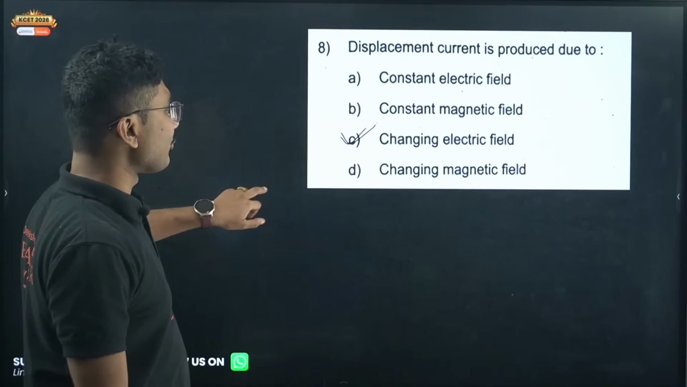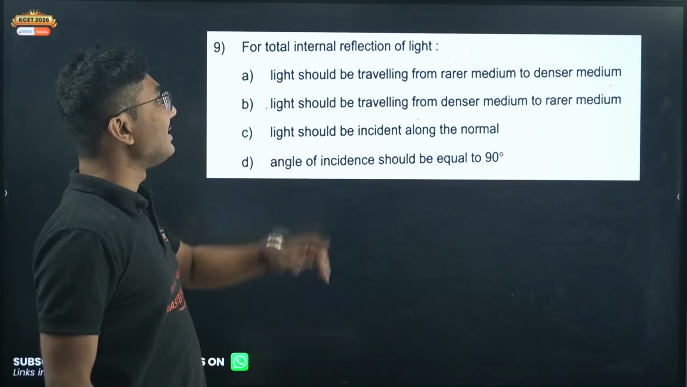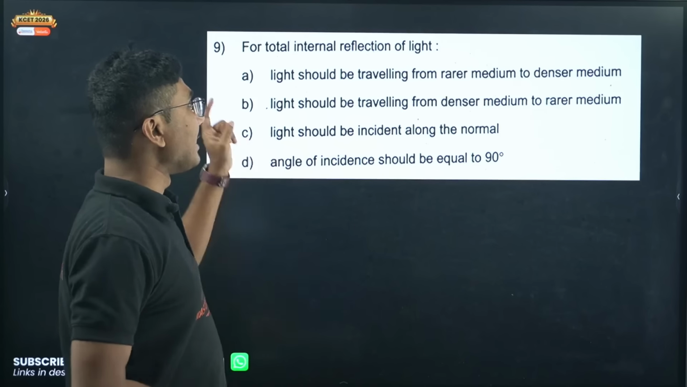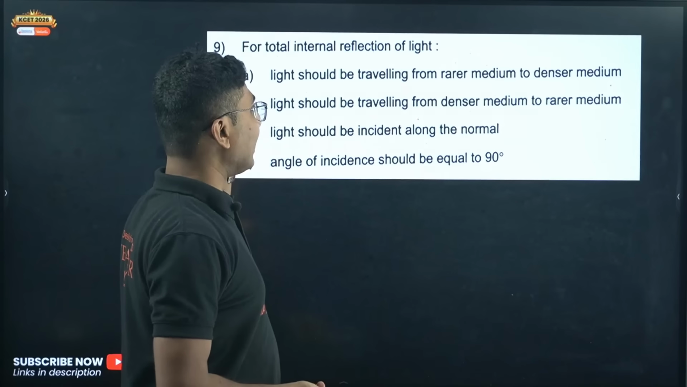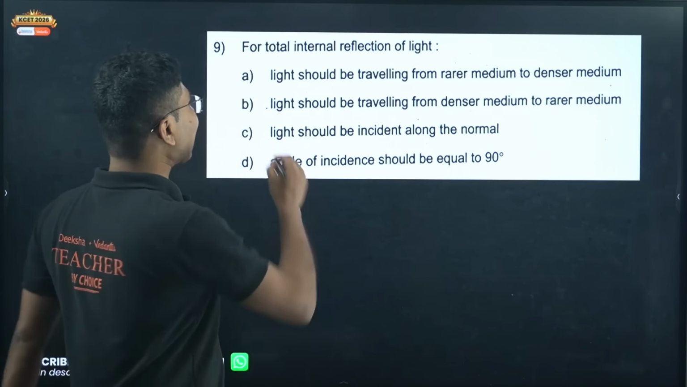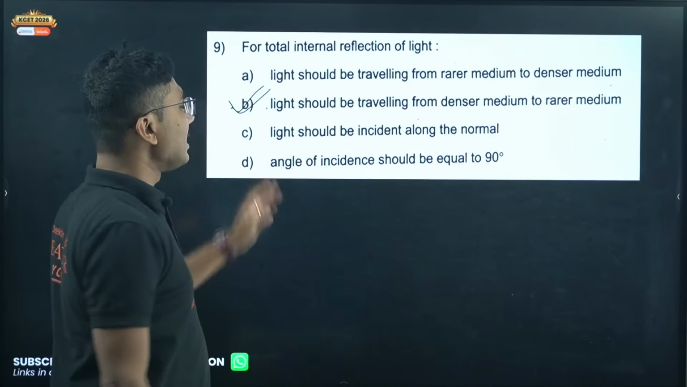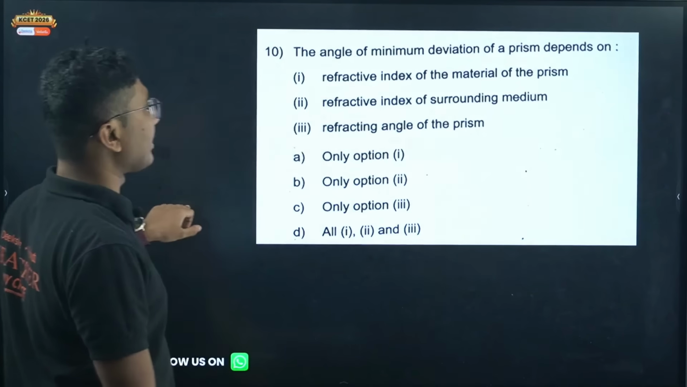Next, for total internal reflection of light, light should be traveling from a denser medium to a rarer medium. Exactly the same question we did as well. Okay, it should be traveling from a denser to a rarer medium.